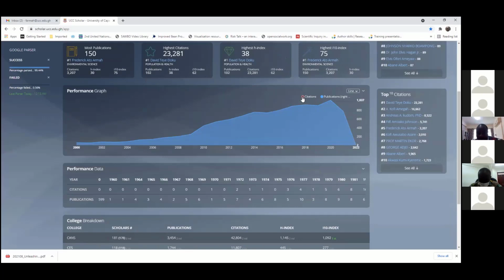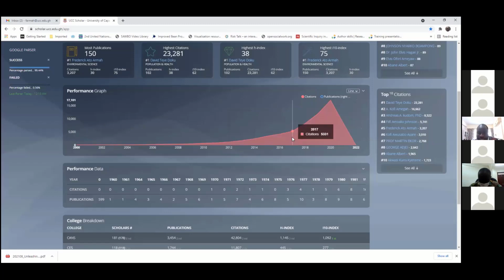Now, we can also look at the citations and see what happens. If you look at citations, it's around 2017 thereabout that we saw the citations begin to rise as much as we would have wished. And then it peaked in 2020. We are now in 2022, so perhaps we'll see what happens there. But this is very important.